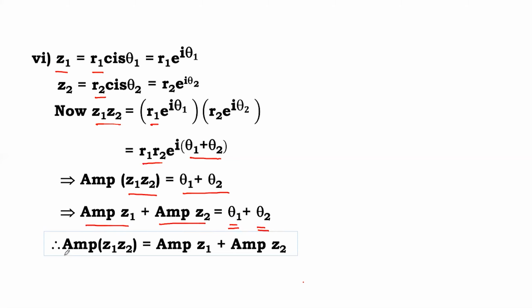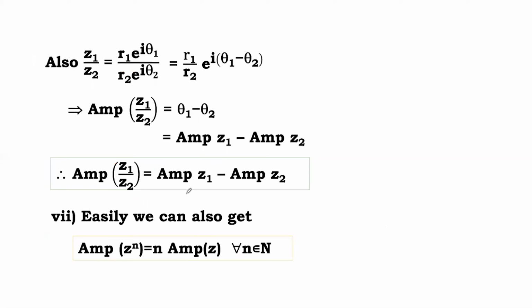So this could be the formula for us: amplitude of Z1 into Z2. If the complex number is given in product form, this will be amplitude of Z1 plus amplitude of Z2. Very, very important formula, right? Remember this formula.